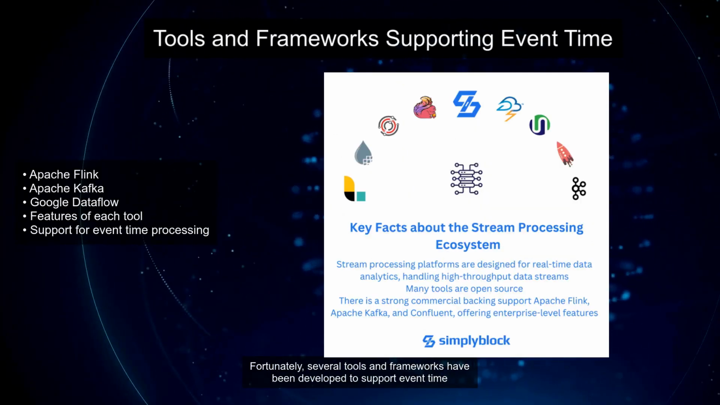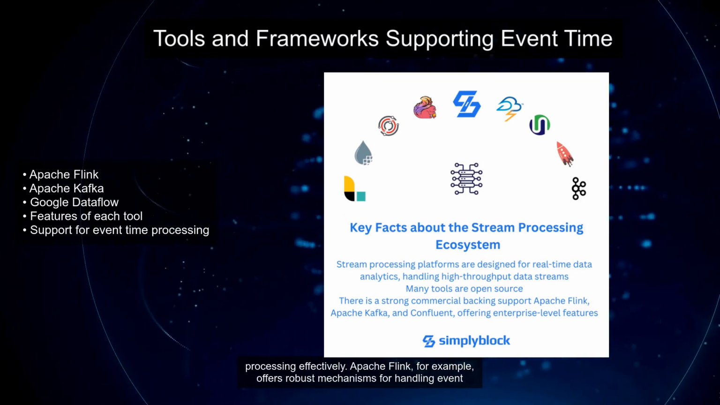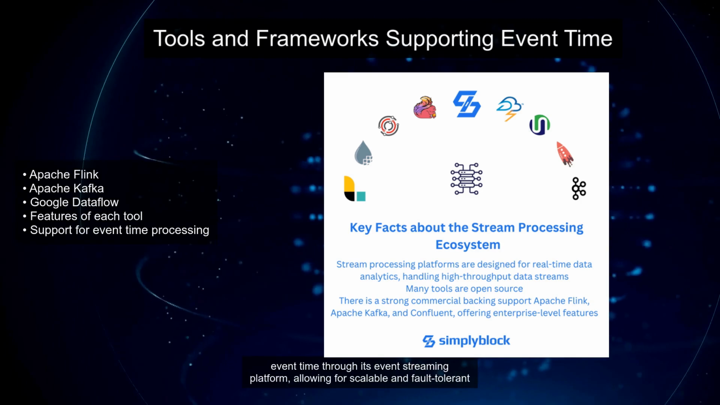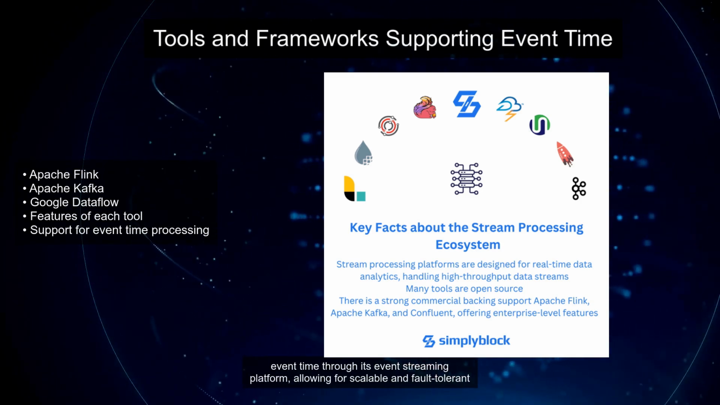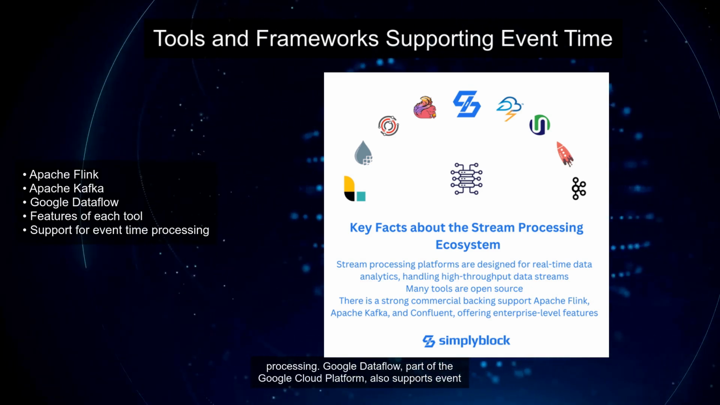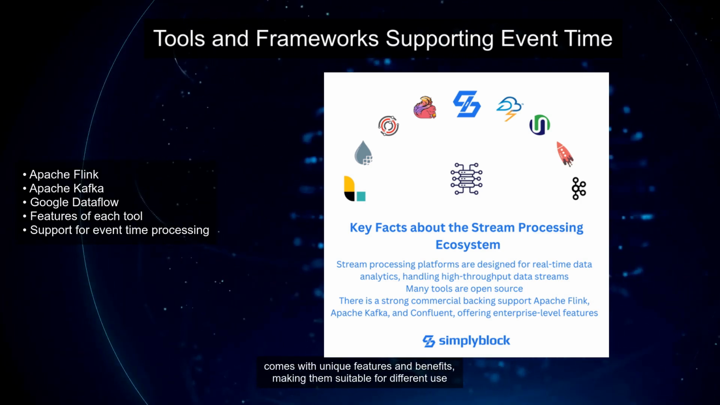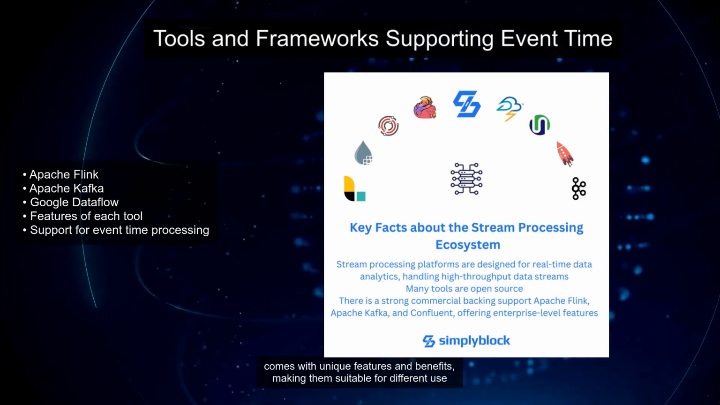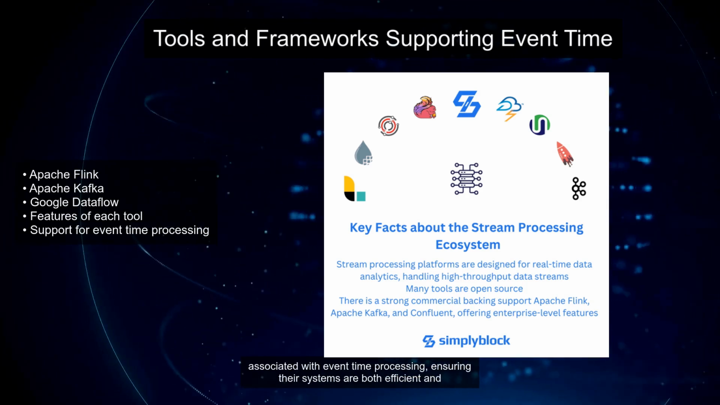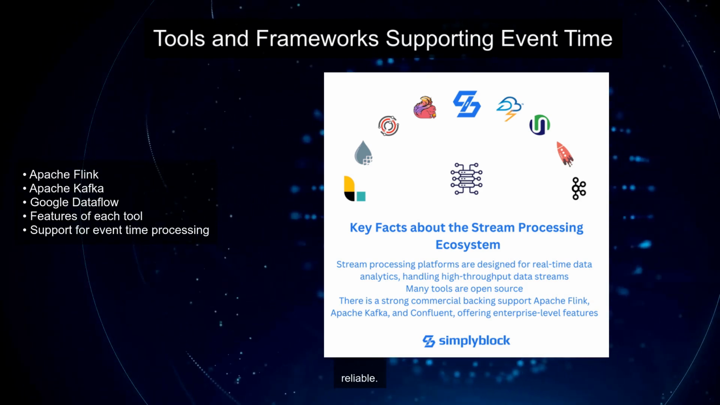These challenges can impact system performance, making it crucial to adopt efficient strategies and tools to address these issues effectively. Fortunately, several tools and frameworks have been developed to support event time processing effectively. Apache Flink, for example, offers robust mechanisms for handling event time, including watermarks and triggers. Similarly, Apache Kafka provides capabilities for managing event time through its event streaming platform, allowing for scalable and fault-tolerant processing. Google Dataflow, part of the Google Cloud Platform, also supports event time, offering seamless integration with other cloud services. Each of these tools comes with unique features and benefits, making them suitable for different use cases and environments. By leveraging these tools, developers can simplify the complexities associated with event time processing, ensuring their systems are both efficient and reliable.